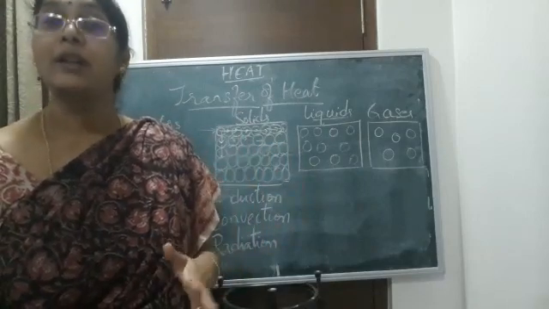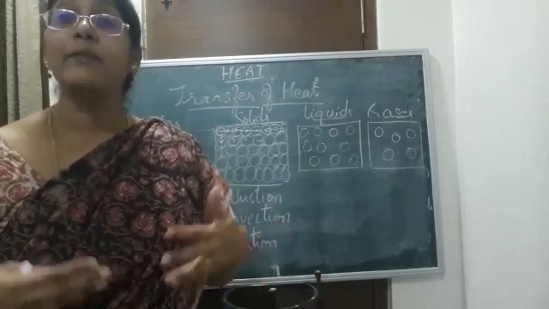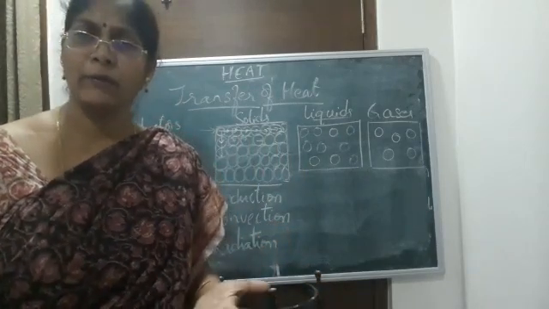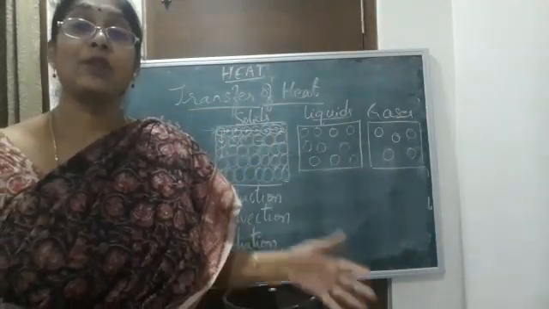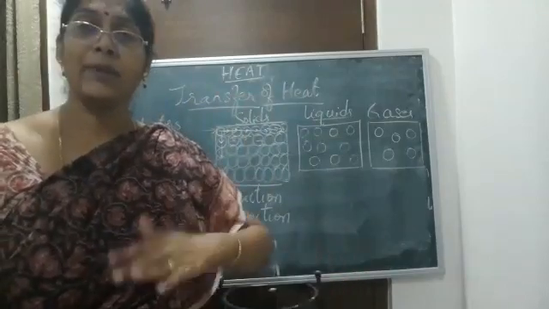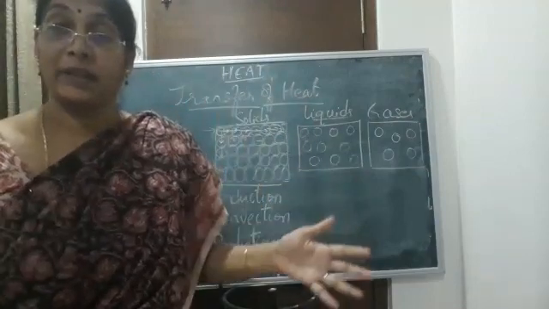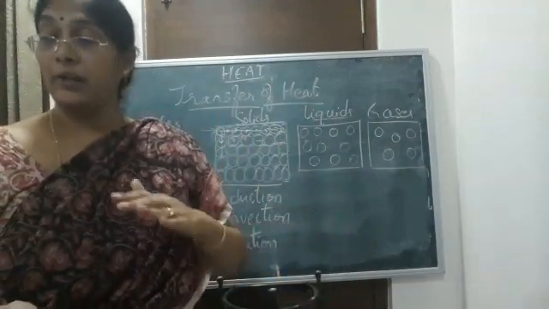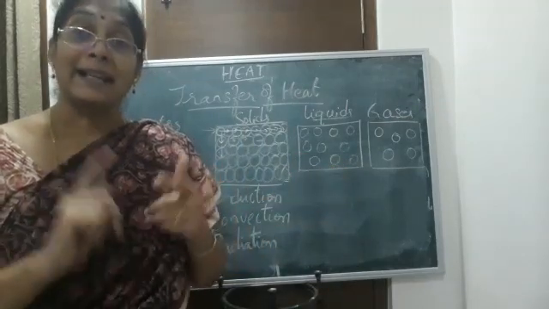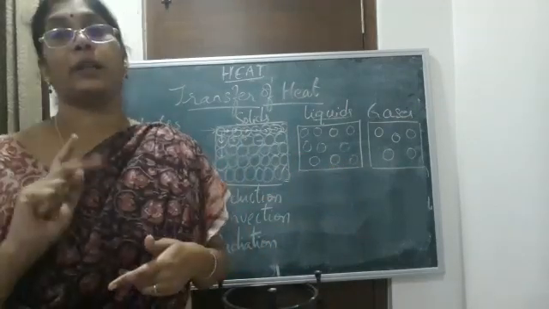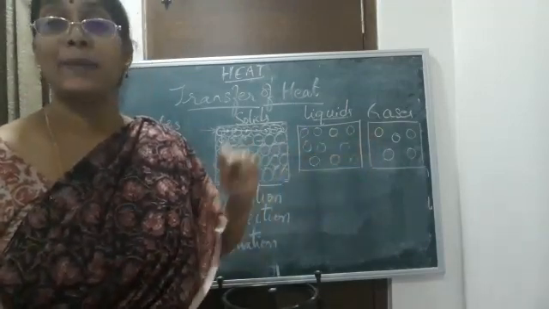What is meant by fluid? Fluid is anything that can flow. Does solid flow? No. You can make a big heap of solid, right? But can you make a heap of water? It will flow. In the same way, can you make a heap of gas, oxygen? No. It will also flow. So, gases and liquids, both of them are fluids. So, transfer of heat in gases and liquids takes place by convection.